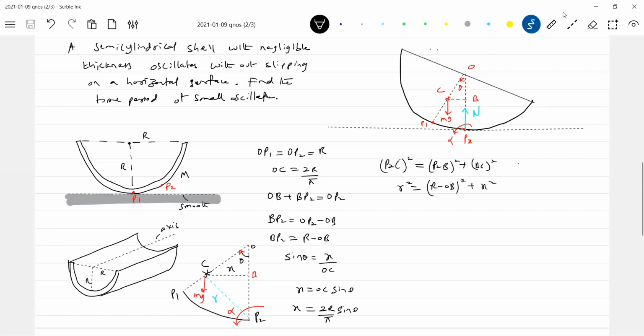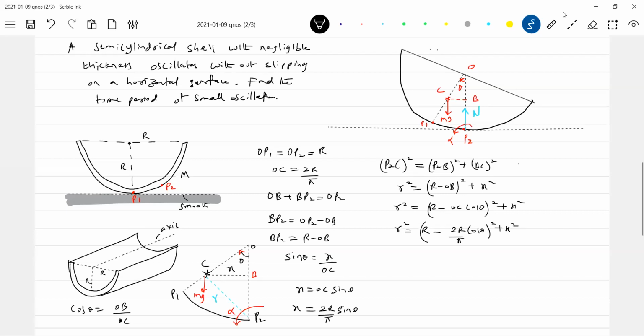Okay, cos theta. Let me write one more triangle. Cos theta is equal to OB by OC. So OB equal to OC cos theta. I'll write on this. What is OC? OC should be equal to R by pi cos theta whole square.